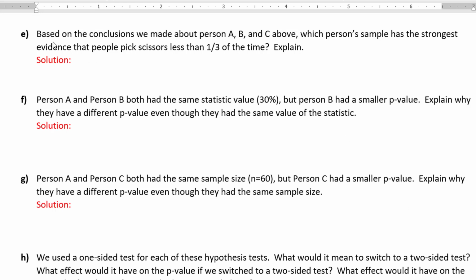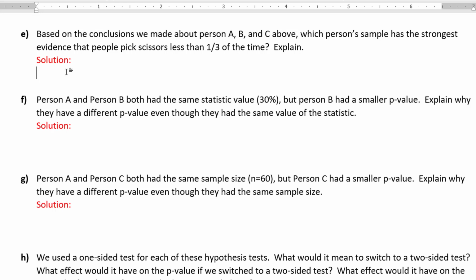So it asks us here in part E, based on the conclusions we made about persons A, B, and C above, which person's sample has the strongest evidence that people pick scissors less than a third of the time? So the question's asking us which person has the strongest evidence in support of the alternative hypothesis.